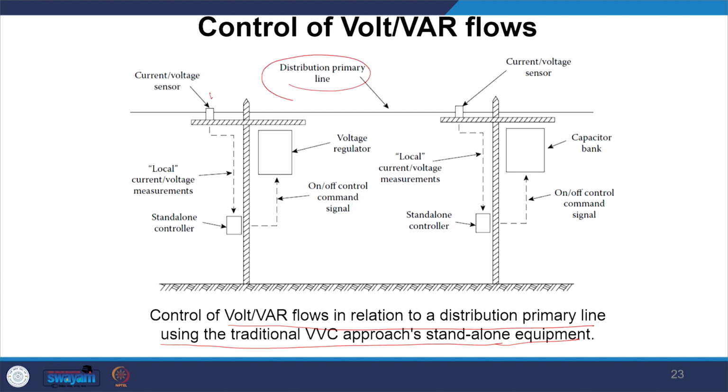You actually have current and voltage sensors at both the terminals, and you could see the capacitor banks are in place. And this is my voltage regulator, and you can see the standalone controllers at both the terminals, based on which an on and off control command is sent to the capacitor banks to operate. And similarly, you can get an on and off control signal to your voltage regulator also to operate.